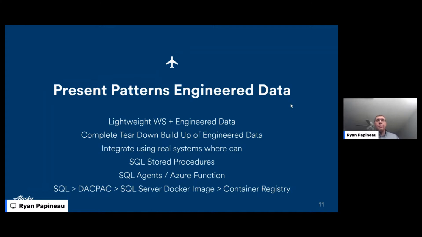Part of our flow was to create the SQL database of this engineered data that I'm going to show you next. That SQL data can now be built as a DAC pack in Visual Studio, but think also your ADO pipelines, which will then get pumped to a Docker image and then pushed to a container registry, at which point any developer could pull down these engineered data solutions and do testing and development against purely synthetic data at scale on their local machines.